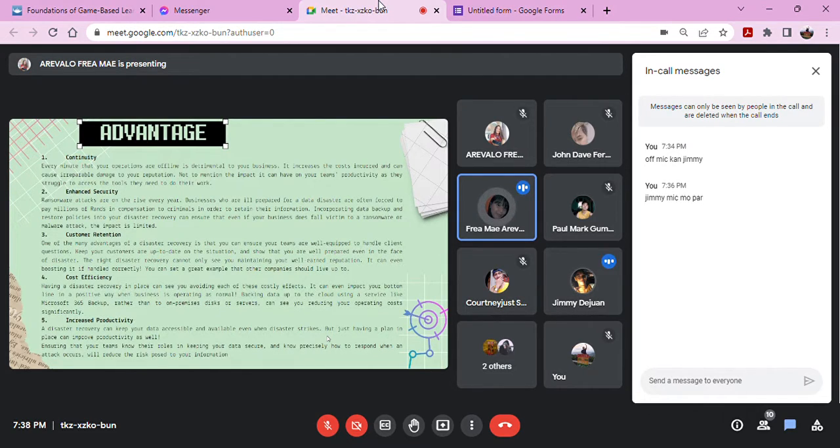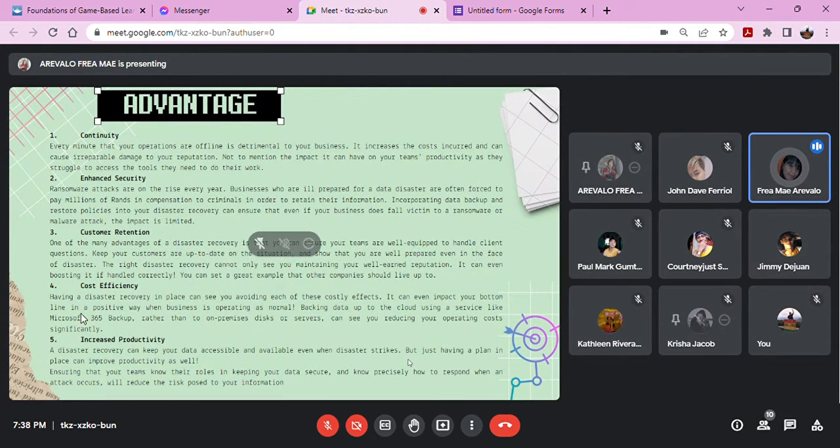A disaster recovery plan can keep your data accessible and available even when disaster strikes. But just having a plan in place can improve productivity as well. Ensuring that your teams know their roles in keeping your data secure and know precisely how to respond when an attack occurs will reduce the risk posed to your information.